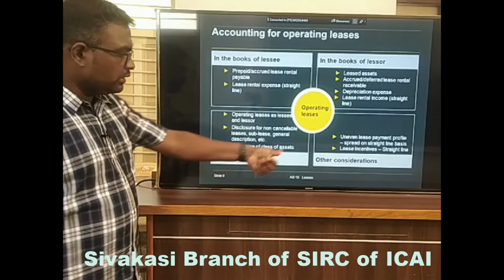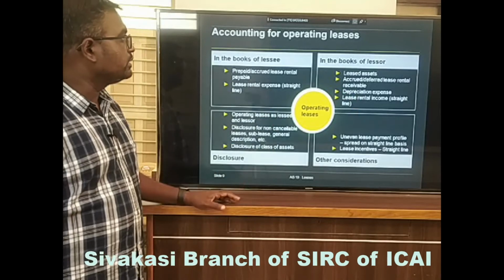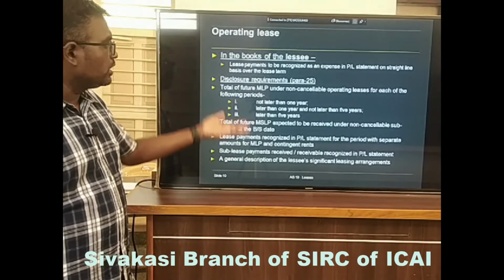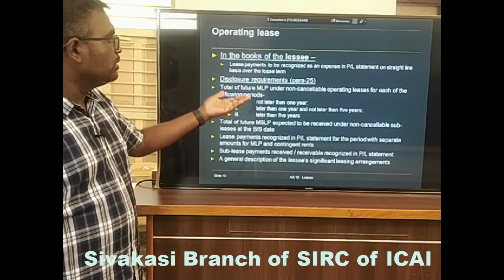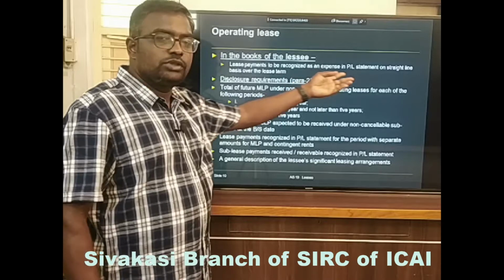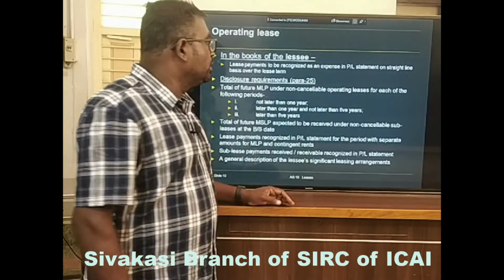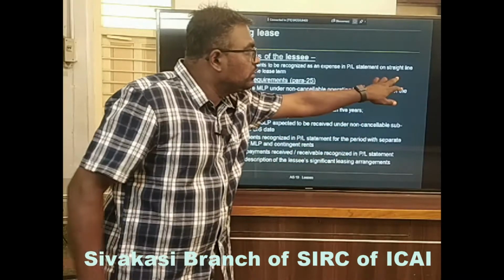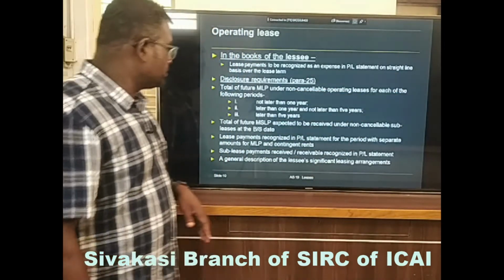So disclosure requirements we'll see in further slides also, so I'll just move on from here. For an operating lease, we are supposed to disclose in the financial statement how much you charged to P&L. And one more thing, they say it is straight line basis, so you are supposed to do a straight line basis.